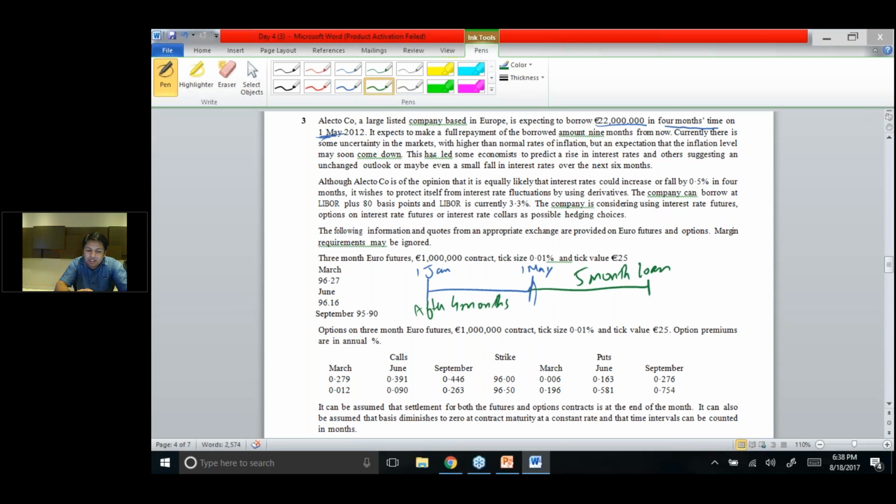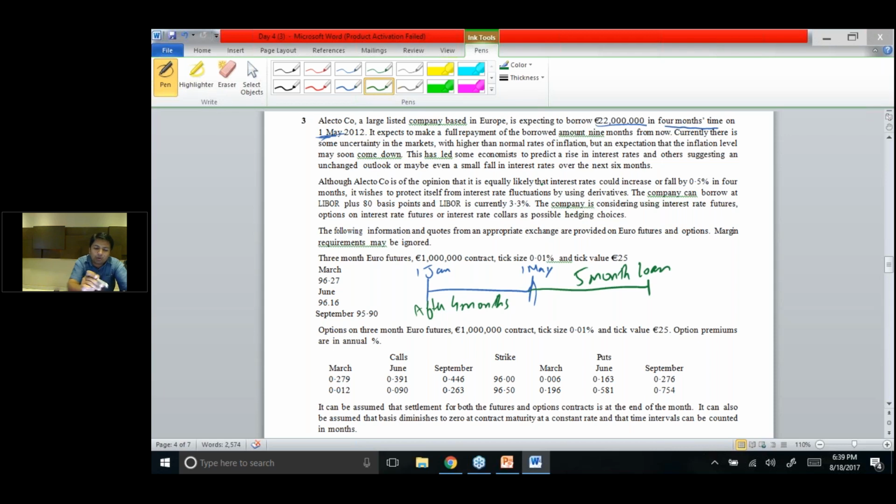Currently, there is some uncertainty in the market with a higher than normal rate of inflation, but an expectation that the inflation level may soon come down. This has led some economists to predict a rise in interest rate and others suggesting an unchanged outlook or maybe even a small fall in interest rate. Although the company is of the opinion that it is equally likely that interest rate could increase or fall by 0.5% in 4 months, it wishes to protect itself from the interest rate fluctuation by using derivatives.